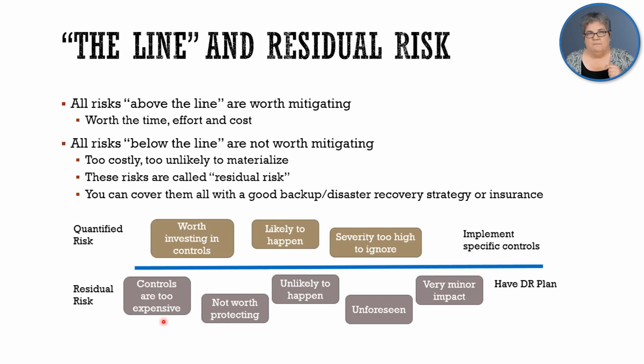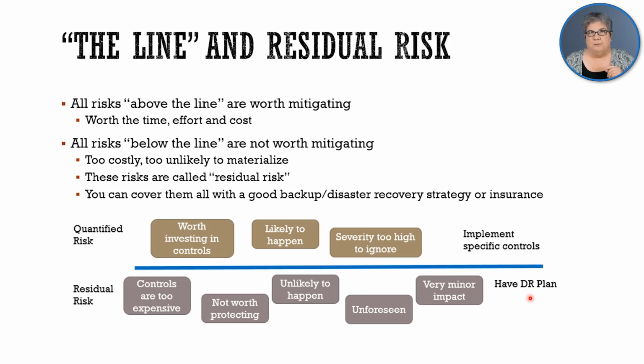It's because putting in the controls is too expensive. It's not worth protecting, not worth enough. It's so unlikely to happen. Or it's something we never foresaw. Or the impact would be very minor. What you do in the case of below the line stuff, residual risk, you just have a disaster recovery plan. And the disaster recovery plan, the DR plan, just catches everything that falls below the line.